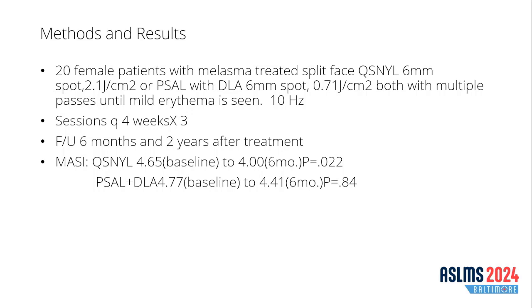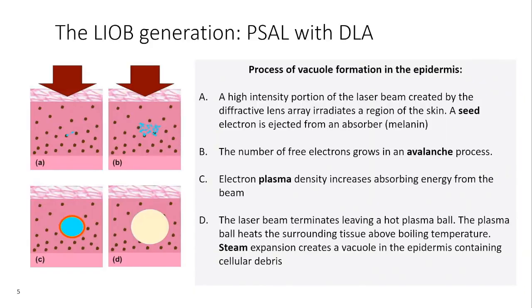These were sessions every 4 weeks for 3, and they were judged at 6 months, with a statistical benefit with the Q-switch, but not with the picosecond alexandrite. Now, I have some issues with this, and so here they are.